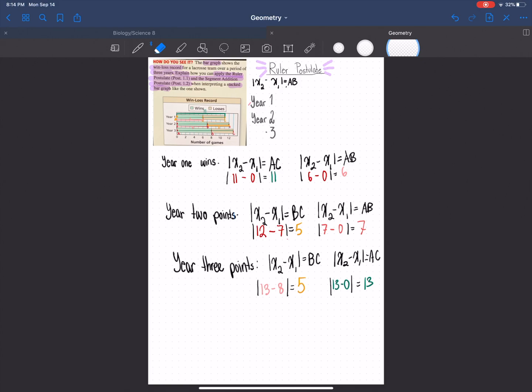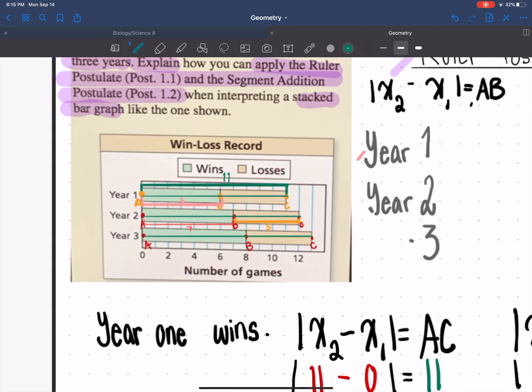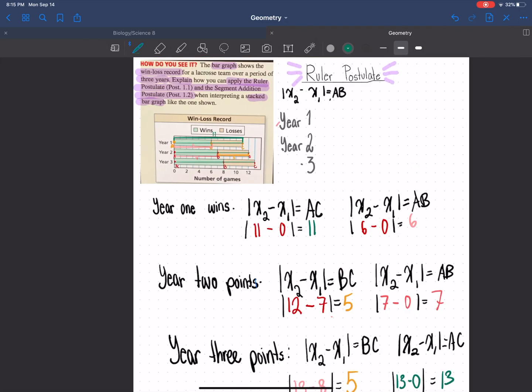Okay, so now we found a few values for each of the years. And that can tell us a lot when it comes to what wins, what losses, and what total number of games they have played. But there's another way that you can find values if you already know the values of 2 segments. We can use the segment addition postulate. Now, the segment addition postulate says that if B is between points A and C, then AB plus BC equals AC. So we can use that to find the values that we didn't actually find when using the ruler postulate.